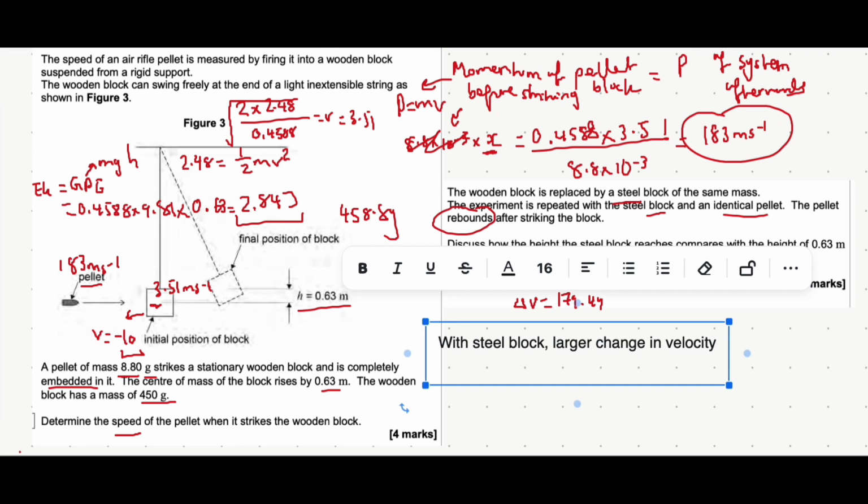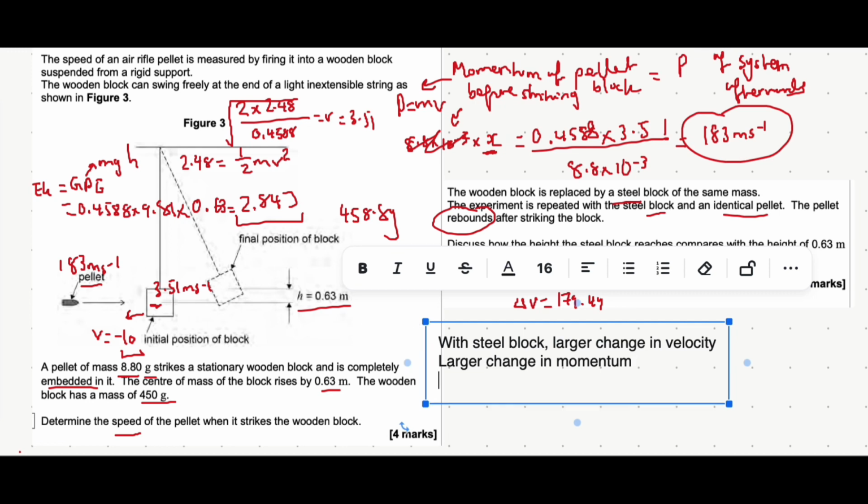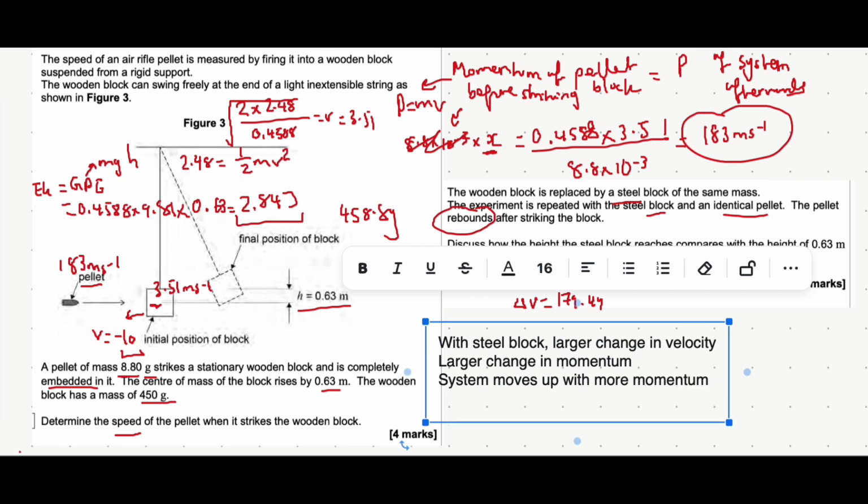Now what does that affect? Well, that means that there's a larger change in momentum, or you can say rate of change of momentum. If there's a larger change in momentum, that means that the system moves up with more momentum. Breaking down momentum, it's mass times velocity. If the momentum is larger and the mass of the whole system is constant, it's the velocity of the system that's larger. So that means that the block moves off initially with more velocity. So the block gains more velocity.